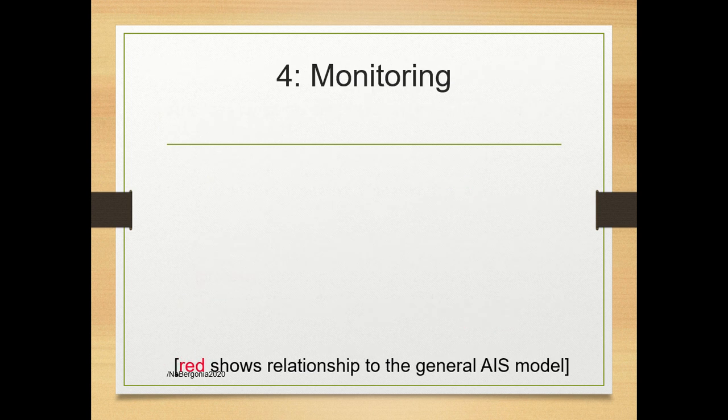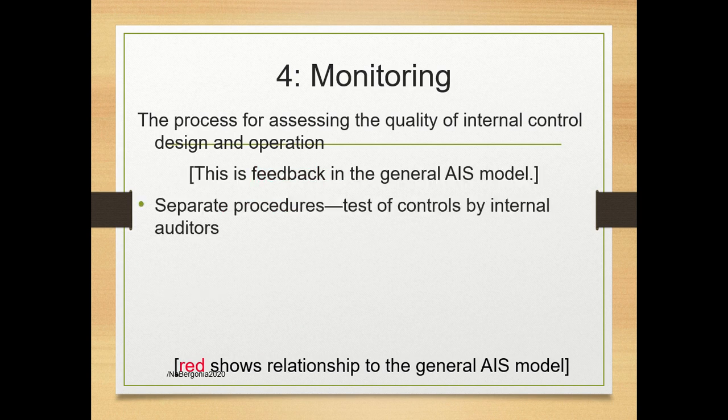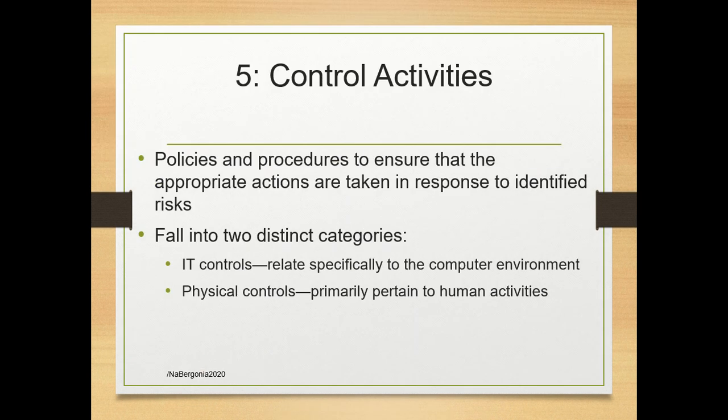Okay? So next would be about monitoring. So pag sinabi natin monitoring, it is the process by which the quality of internal control design and operations can be assessed. This may be accomplished by separate procedures or by having an ongoing activity. So we are assessing now the quality of internal control. Okay, so separate procedure, test of control by internal auditor, no, there would be an ongoing monitoring. Okay, and then lastly, for our COSO framework, we have control activities.